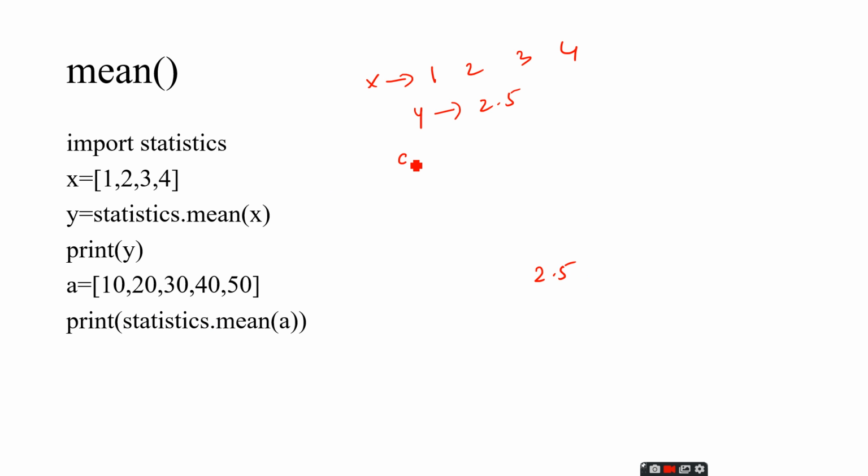Now see here, next a is a variable that points to the values 10, 20, 30, 40, 50. So 50 plus 40, 90, 90 plus 30, 120, 120 plus 20, 140, 140 plus 10, 150. Then five values are there. So 150 divided by 5, 30. So the mean of list a is 30. So the output is 2.5 and 30.